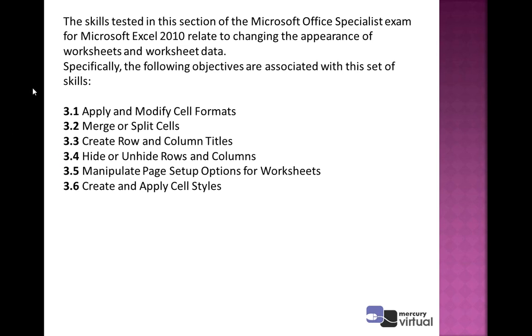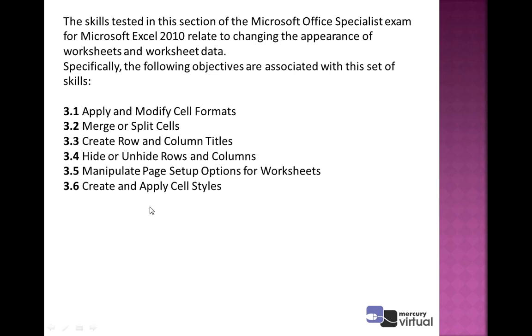Then 3.3 is how to create row or column titles. Then 3.4 is how to hide or unhide the rows and the columns, means how to hide different rows and how to unhide the rows and the columns. Then 3.5 is manipulate page setup options for worksheets, means how we can manipulate the page setup for printing purpose, that is available for using the printout. Then create and apply cell styles, means what are the styles available for cells for applying to the cell.